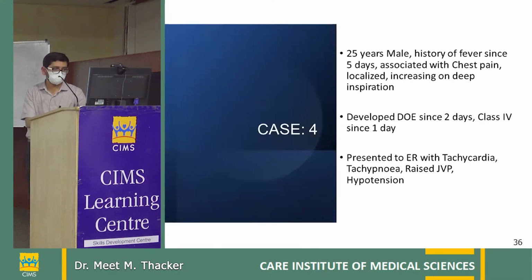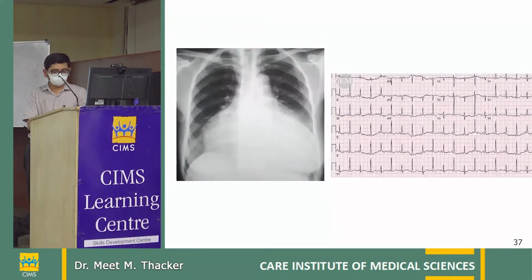Coming to the next case, this is a 25 years old male with a history of fever since 5 days associated with localized chest pain. The pain increased on deep inspiration. Patient developed dyspnea since 2 days and class 4 since 1 day. Presented to ER with tachycardia, tachypnea, raised JVP and hypotension, BP of around 100 by 70. So this was the X-ray, huge cardiomegaly, and the ECG here.